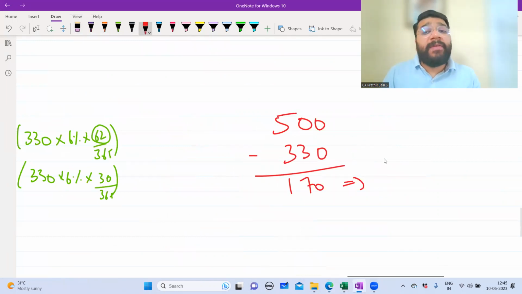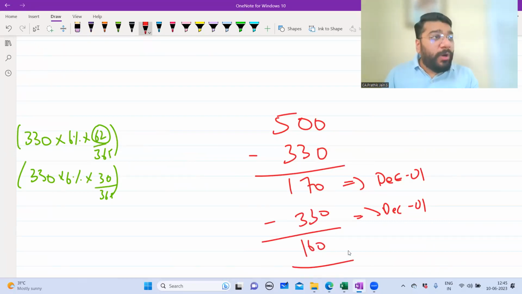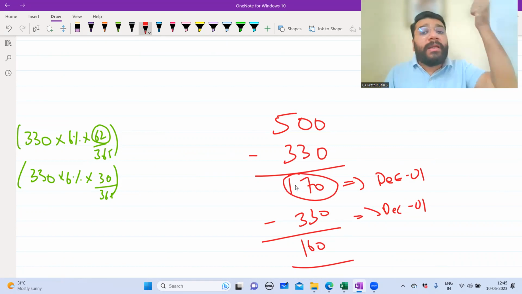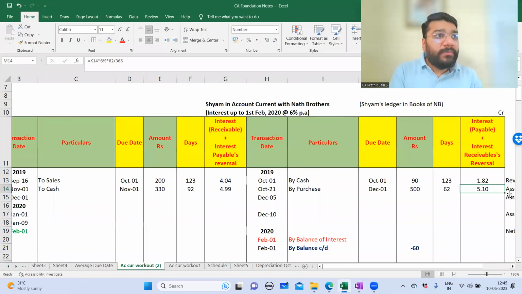170 is supposed to be paid when? December 01 you're supposed to pay. But on December 01, how much did you pay? 330 you paid. Extra how much did you pay? 160 rupees you paid. Which means what? Guys, can I say to the extent of 170, there is an interest that you've already recorded as 5.10, correct? No?